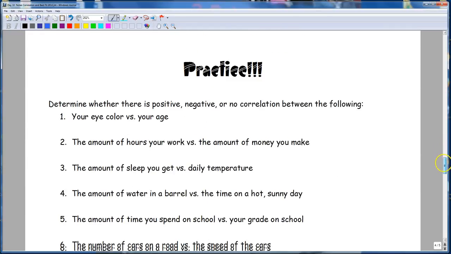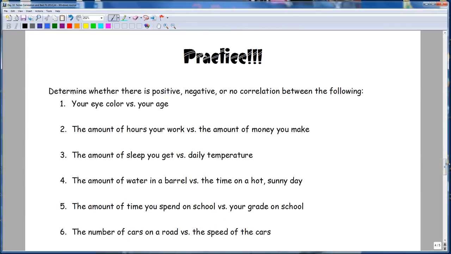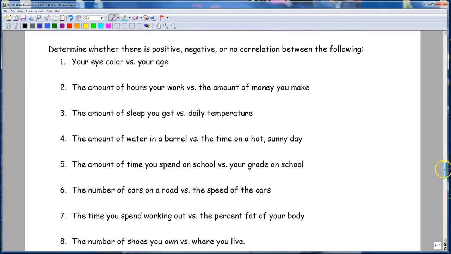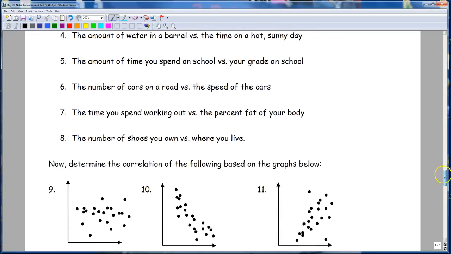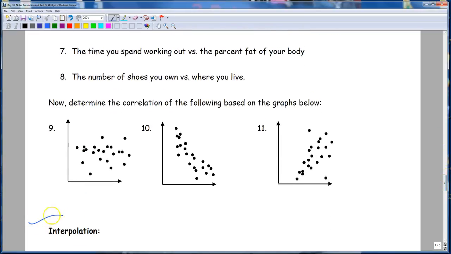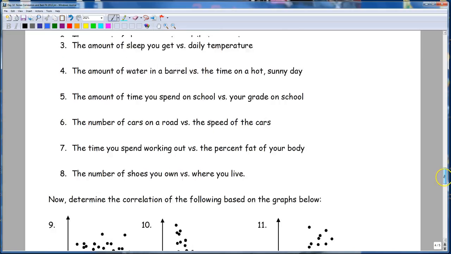Now we're just going to try some practice examples. All right, here we go. So what I want you to do is take like 5 minutes and try these examples yourself. Your answers are either going to be positive, negative, or no correlation. Try numbers 1 through 11. Stop after this, and then we're going to go through our answers.